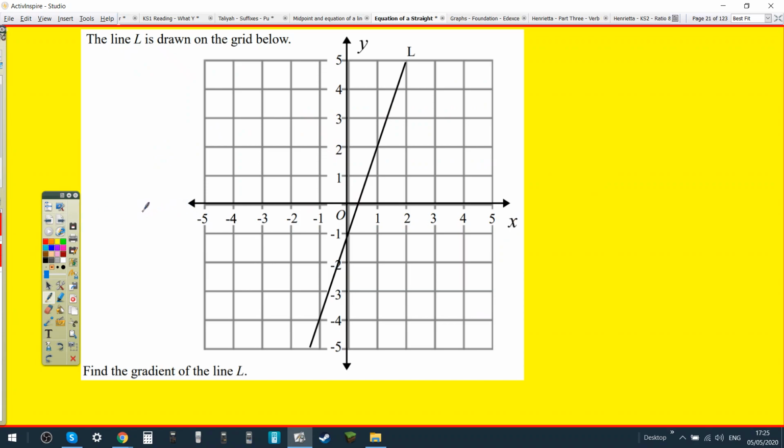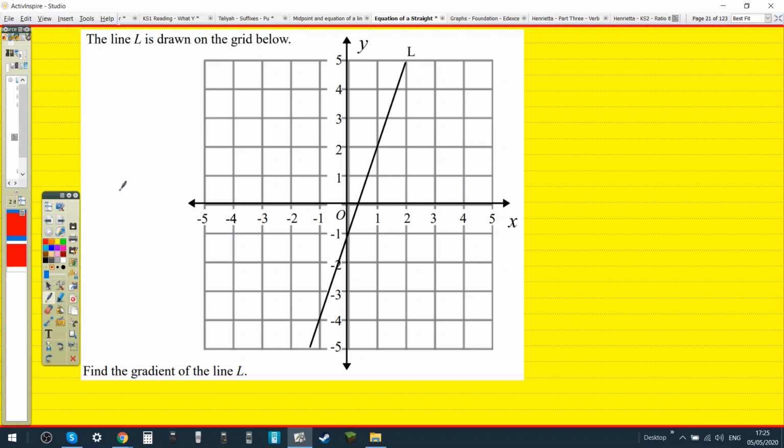Find the gradient of this line. How do you do that? Can the gradient only be 2 or can it be more? Gradient can be anything. So the line L. So how could you find it? That coordinate is 2, 5. And then the other one is 1, 2. So 1, 2, yeah.